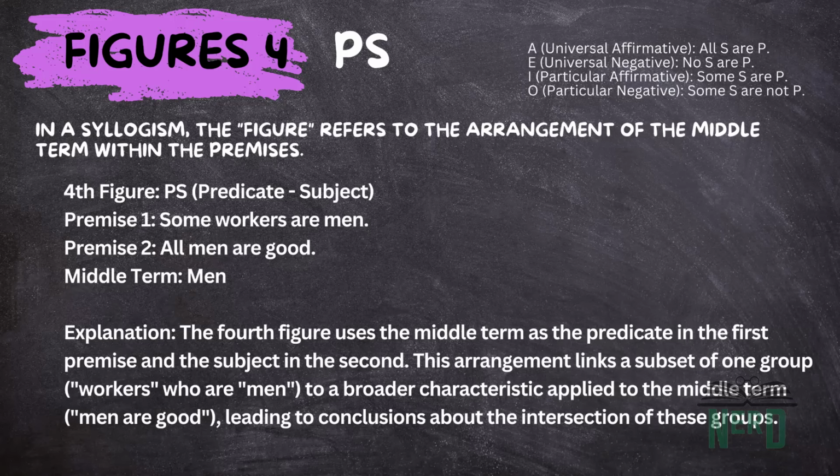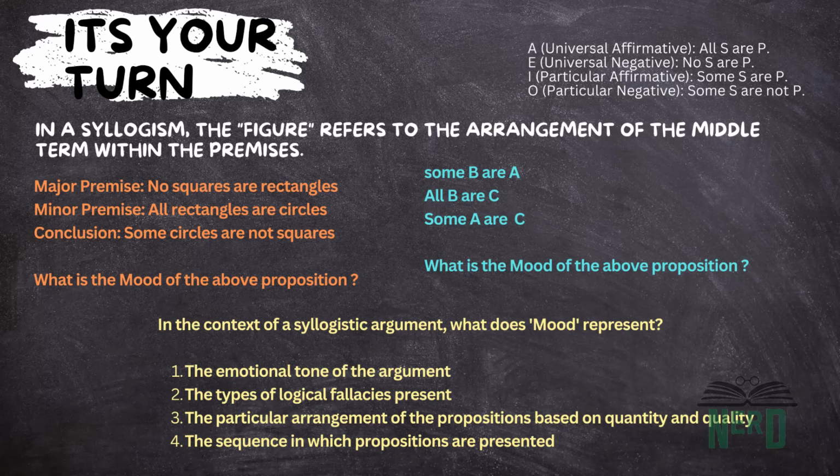In fourth figure, PS, predicate and subject, premise 1 says, some workers are men. Premise 2 says, all men are good. Here middle term is men. Let's have a look at the explanation. The fourth figure uses the middle term as the predicate in the first premise and the subject in the second. This arrangement links a subset of one group, workers, who are men, to a broader characteristic applied to the middle term, men are good, leading to conclusions about the intersection of these groups.